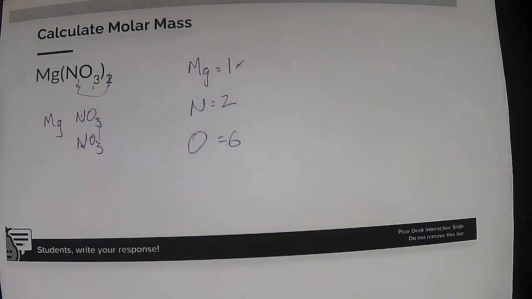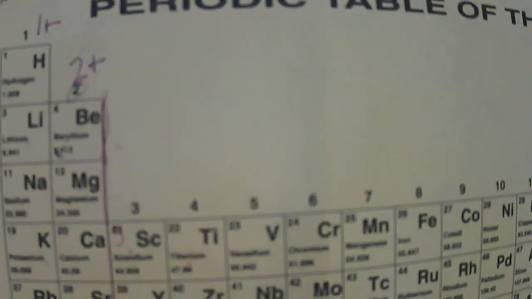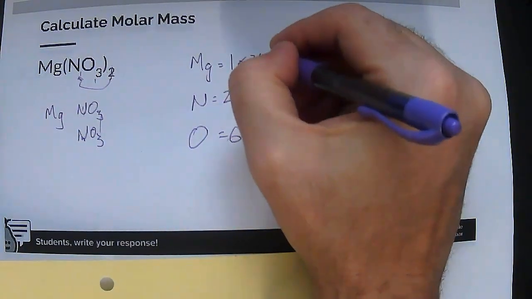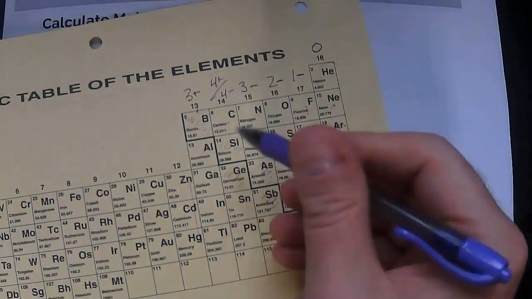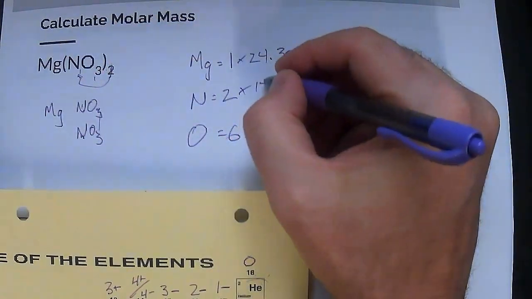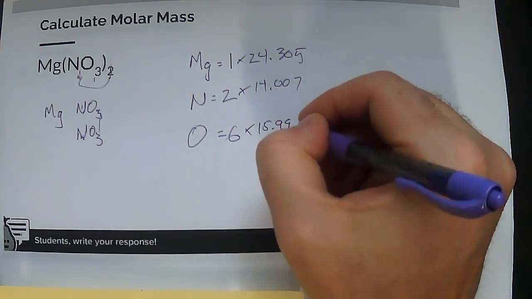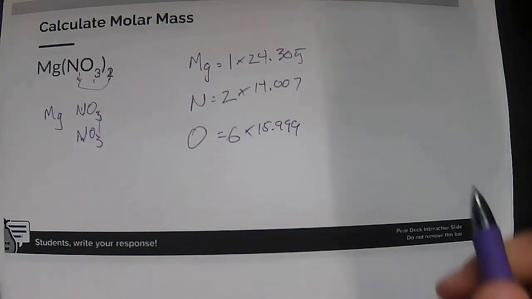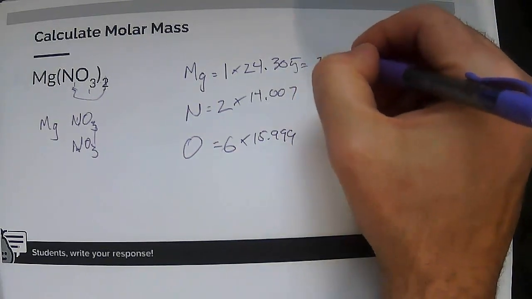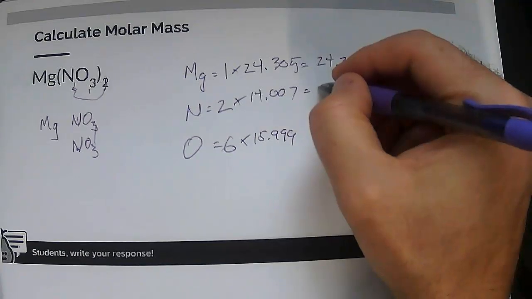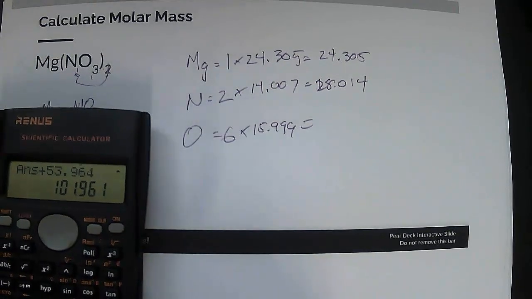What is the mass of magnesium? Now, at some point, you're going to probably memorize a lot of these. But if you look, magnesium has 24.305. Nitrogen is 14.007, and oxygen, we just did from the last one, so I know is 15.999. And so now we're going to add them up. 24.305, and this is 28.014, and then I'll do this one here.